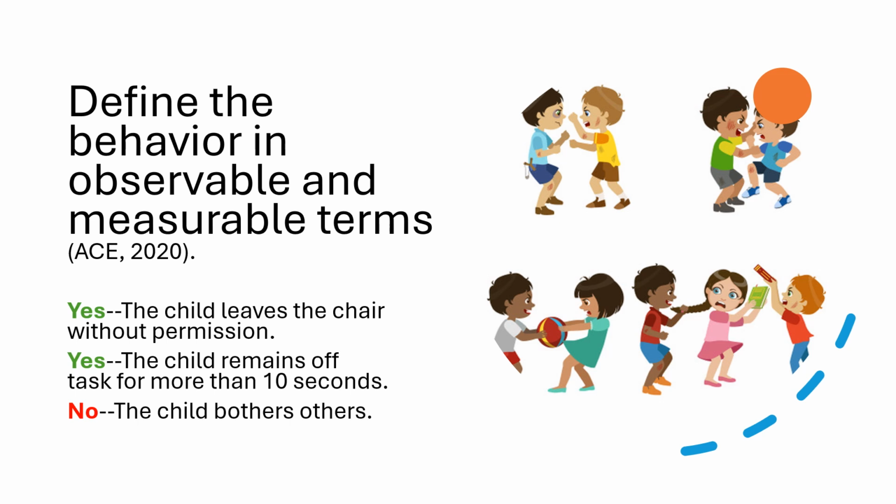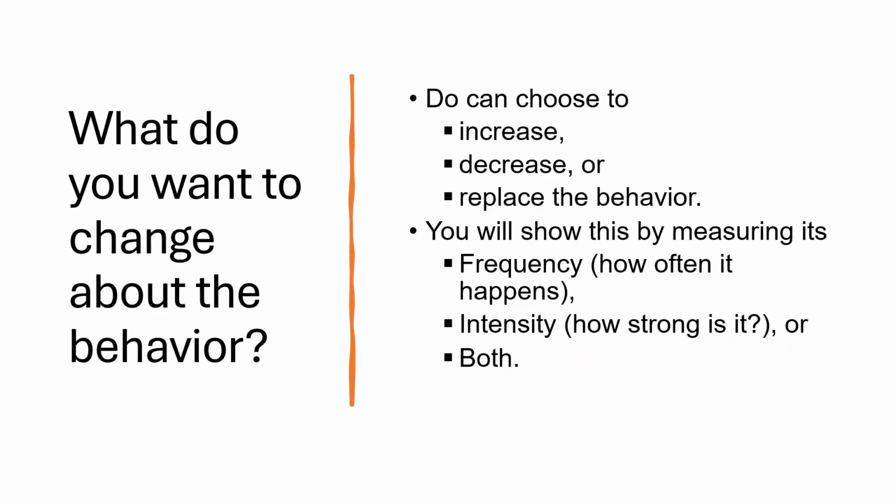Examples: the child leaves the chair without permission. The child remains off task for more than 10 seconds. And a non-example: the child bothers others. What do you want to change about the behavior? You can choose to increase, decrease, or replace the behavior. You will show this by measuring its frequency, how often it happens, intensity, how strong it is, or both.